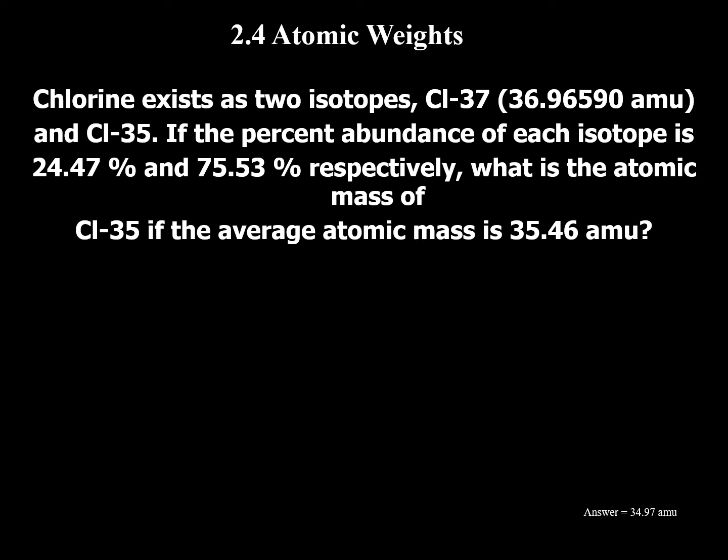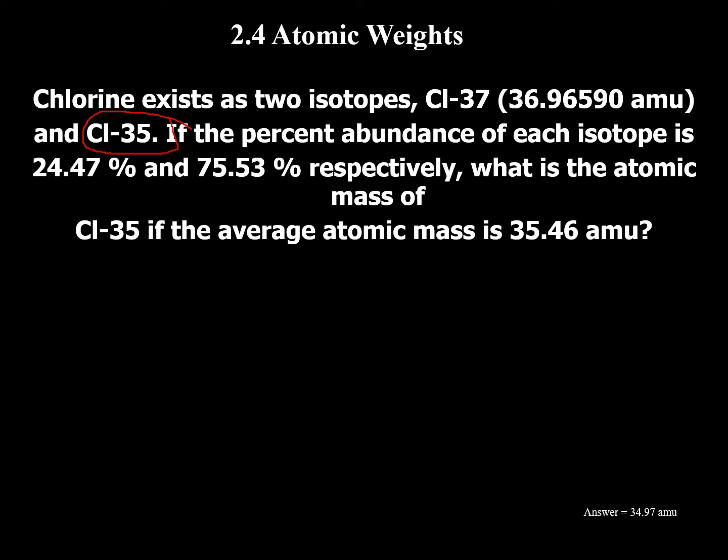The question states that chlorine exists as two isotopes, chlorine-37 and chlorine-35. They give you their respective percentages, 24.47% and 75.53% respectively. They also give you the final answer, the average atomic mass of 35.46 AMU. So you need to find the atomic mass of chlorine-35. I'll give you a minute, or you can pause the video. I would set it up for you.